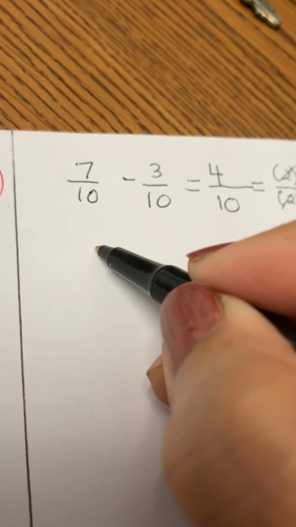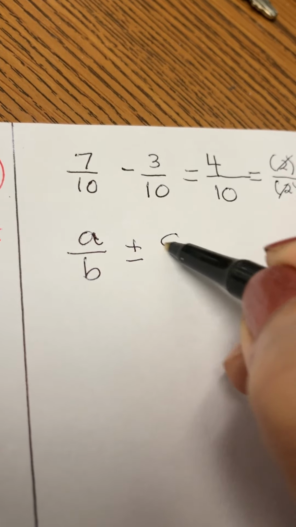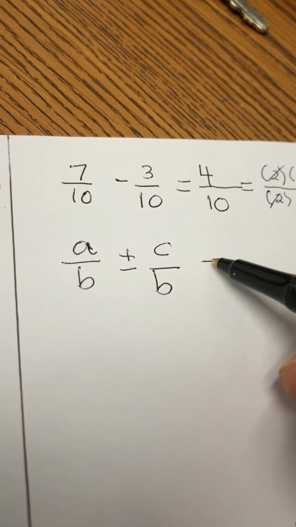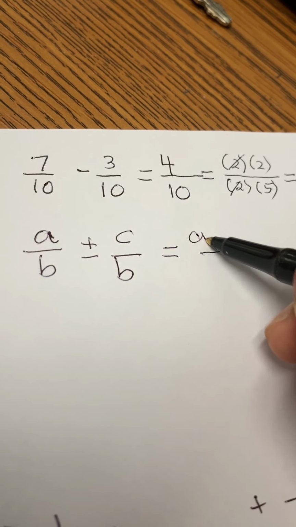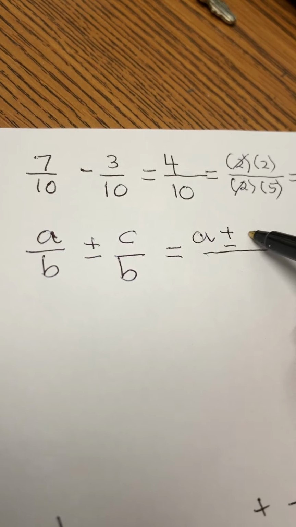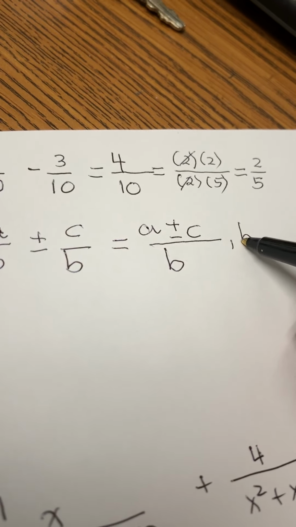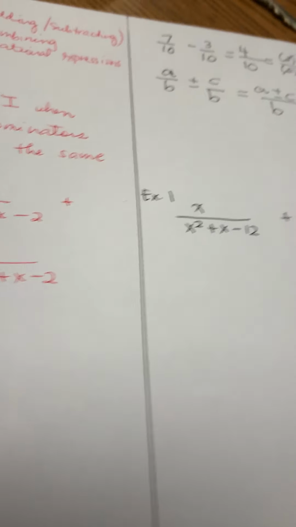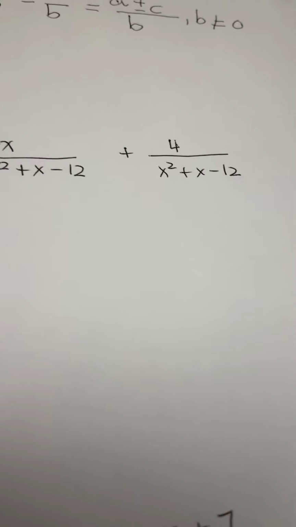We're going to do the same now. So if we generalize things, we say A over B plus or minus C over B, since they have the same denominator. So we will just have one fraction, and you will say A plus or minus C, whatever the case is, all over B. And then don't forget our restrictions, B cannot be equal to 0. Okay, so let's start with our first example here. So we have these two fractions, and we're going to combine them.